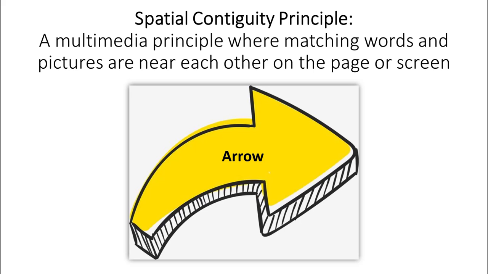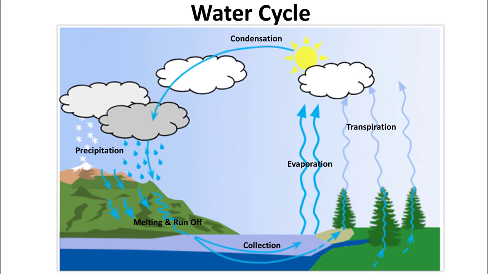Now, how would I incorporate this spatial contiguity principle within the classroom? I would use the water cycle. So I would say, good morning, students. Today we're going to discuss the water cycle. The water cycle has many different parts, as you can see. First, we're going to discuss condensation.